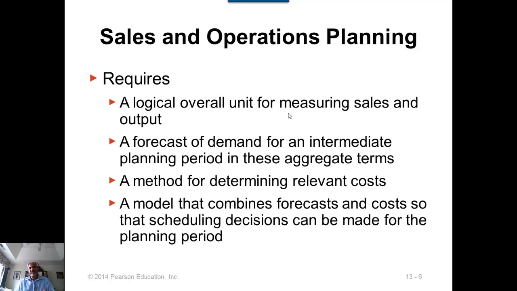Now what sales and operations planning requires is a logical overall unit for measuring sales and output. A company can have tens or even hundreds of different products. There may be several models, and within each model there may be several product lines. Now when you're talking about sales planning for 1 year to 18 months, it is not feasible, or it would be time consuming and unnecessary, to do plans for individual products.